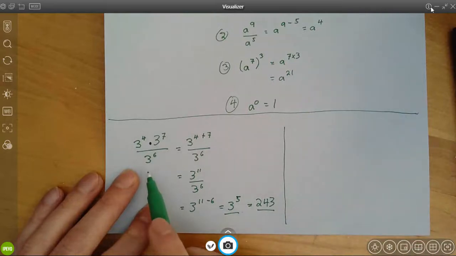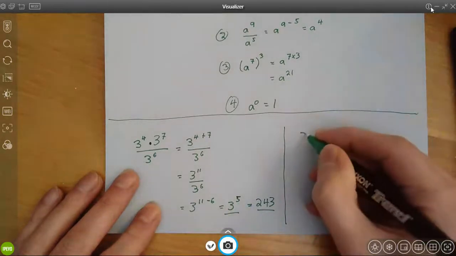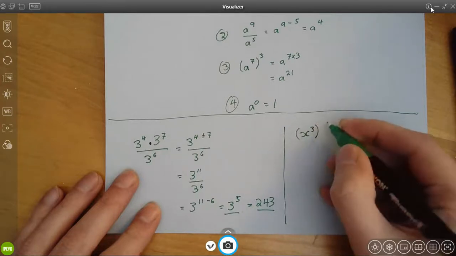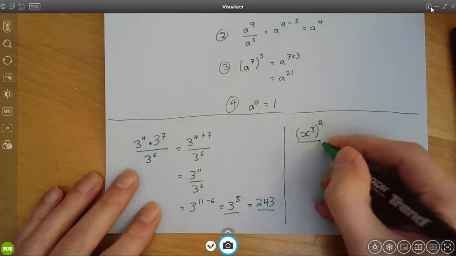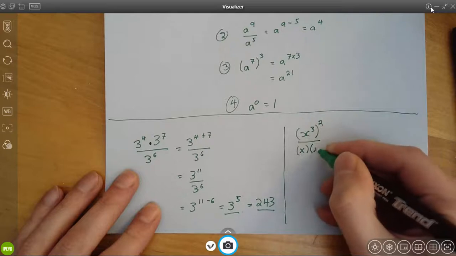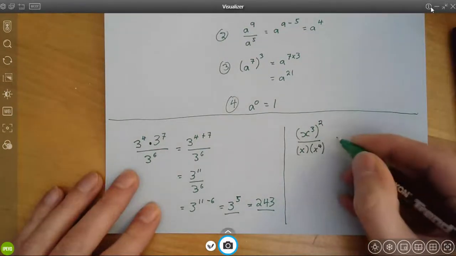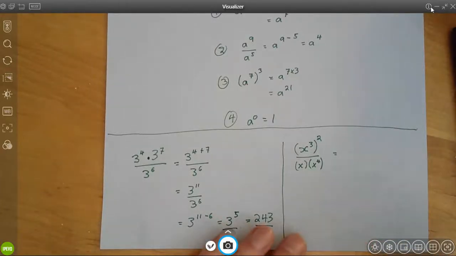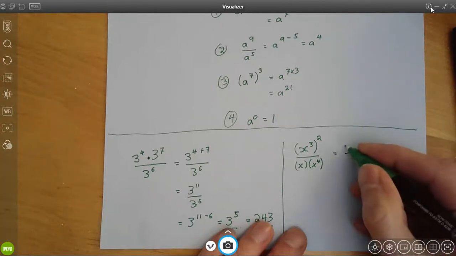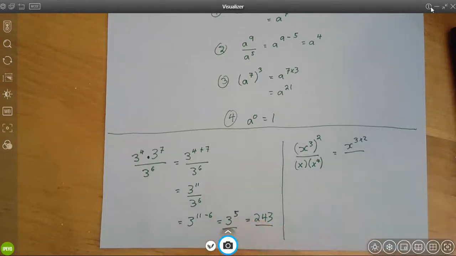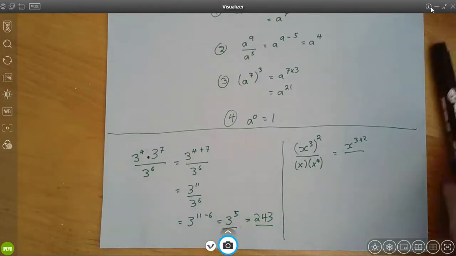In this example, we looked at this with a number as a base, but we can also look at problems where the base is a variable. So here's an example. This time, again, we can use our exponent rules because I have the same base. On the top, I've got a power to a power, so I'm going to multiply my exponents, x to the power of 3 times 2. And on the bottom, I'm multiplying two powers with the same base.